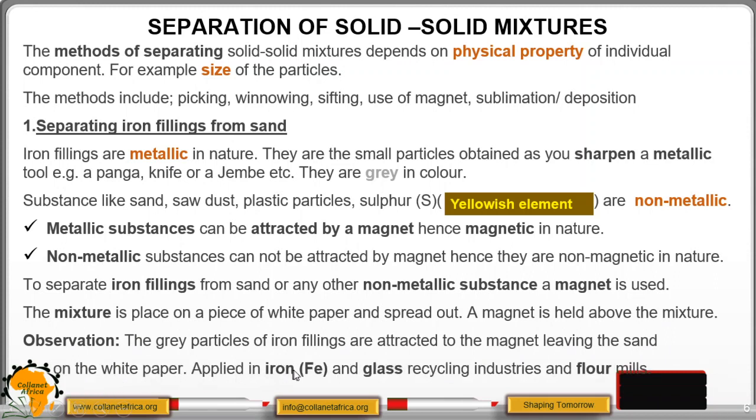Applied in the iron and scrap recycling industry and flour mills. So in flour mills, you'll find that there is wearing of iron metals in the machine, so they place a magnet near the outlet so that it can attract the small pieces of metal, that is iron. So it is applied in such industries.